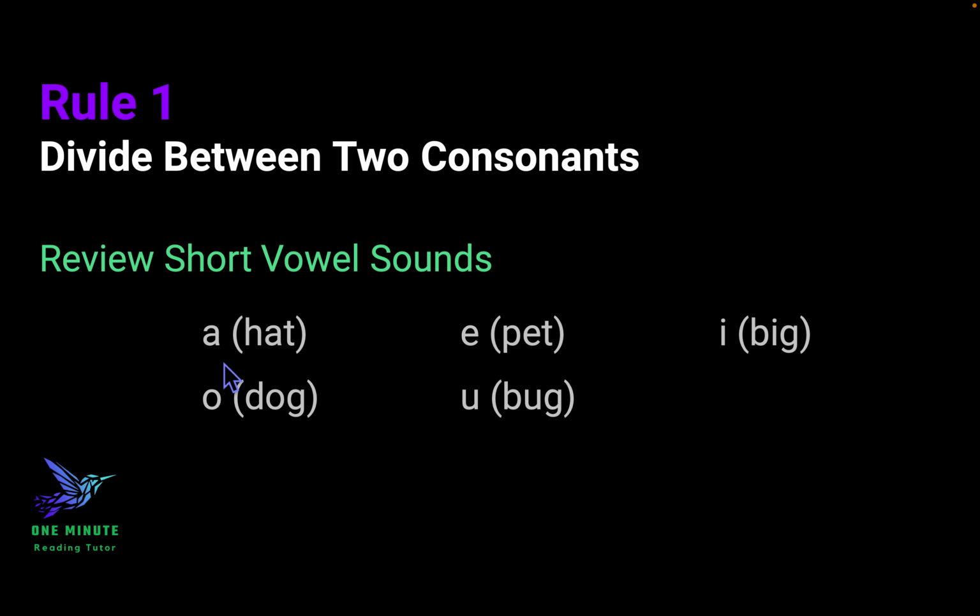Before we begin, let's review our short vowel sounds. The short A is ah, like in hat. Short E is eh, like in pet. Short I is ih, like in big. Short O is ah, like in dog. Short U is uh, like in bug.